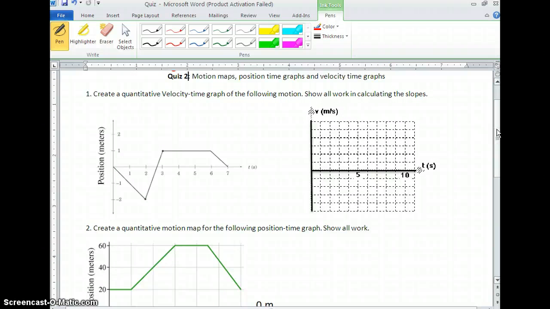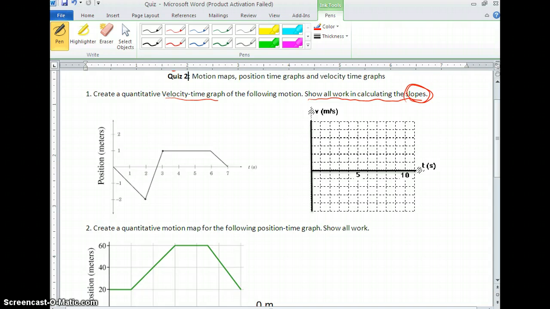For the first one, it asks us to create a quantitative velocity time graph. For this particular quiz, we were looking at making a velocity time graph of the following motion, and we want to show any calculations that we do to get our slopes. That should clue us in on how to solve this next problem.